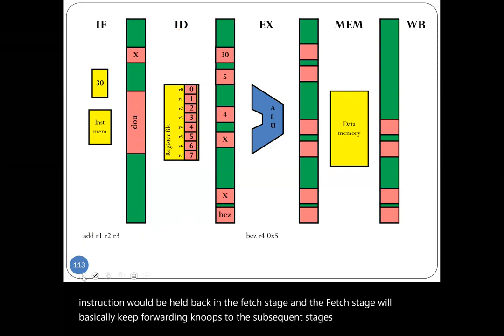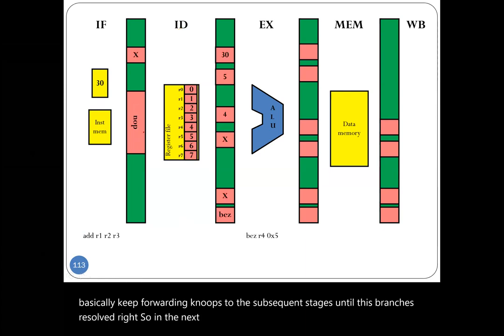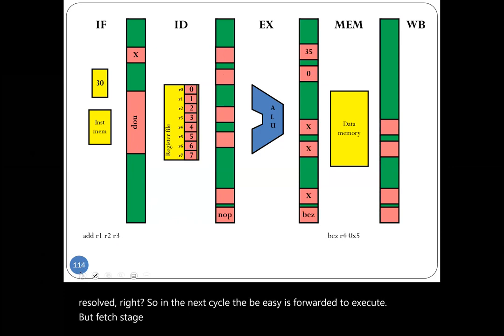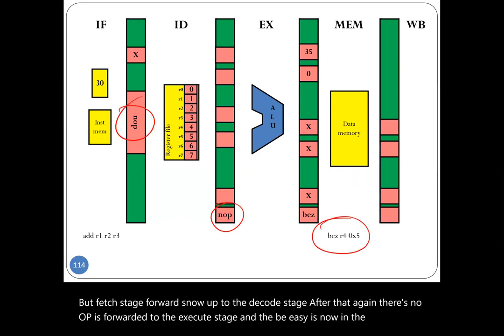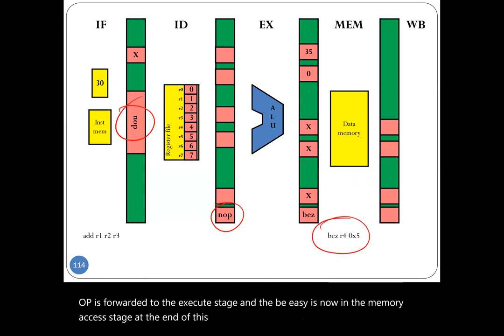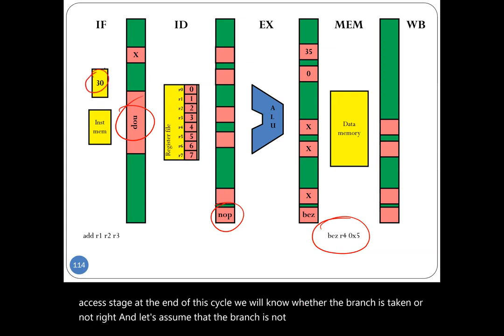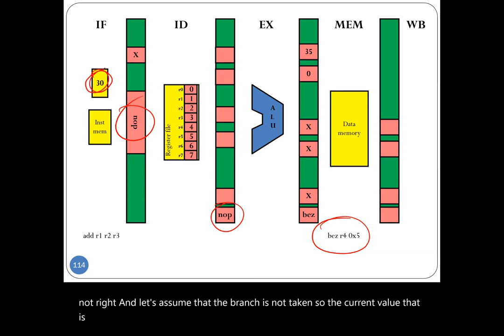In the next cycle, the BEZ is forwarded to the execute stage, but the fetch stage forwards a no op to the decode stage. After that, this no op is forwarded to the execute stage, and the BEZ is now in the memory access stage. At the end of this cycle, we will know whether the branch is taken or not. Let's assume that the branch is not taken. The current value stored in the program counter is 30, which is PC plus 1.